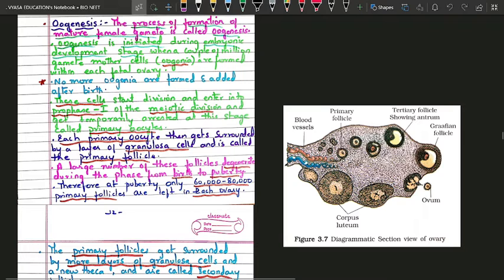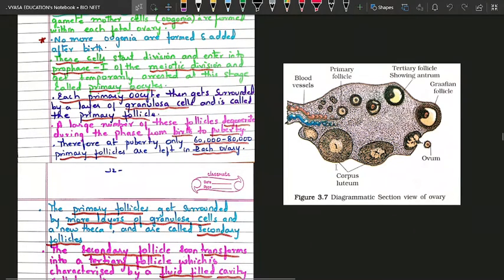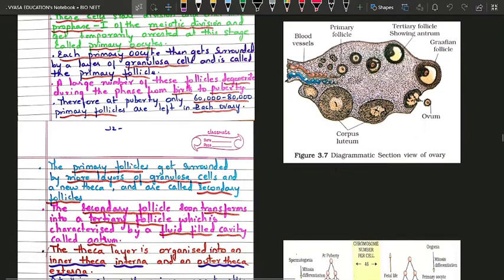Therefore at puberty, what did we say here? Millions, isn't it? Couple of millions of oogonia are formed. So finally, from birth to puberty, degenerating and degenerating, how many are left at puberty? 60,000 to 80,000 primary follicles are left in each ovary, okay.